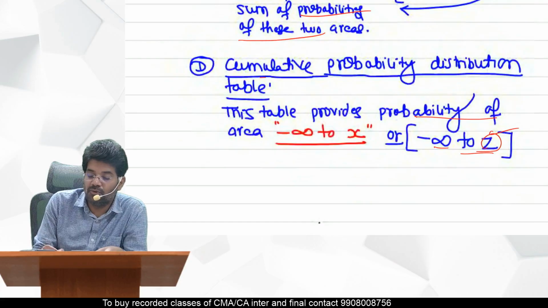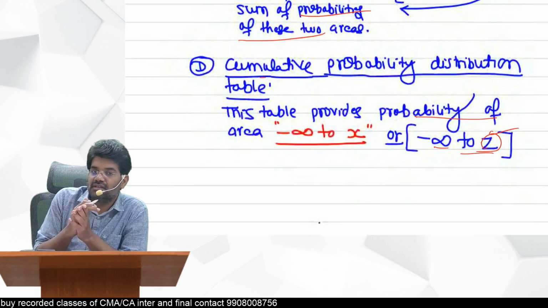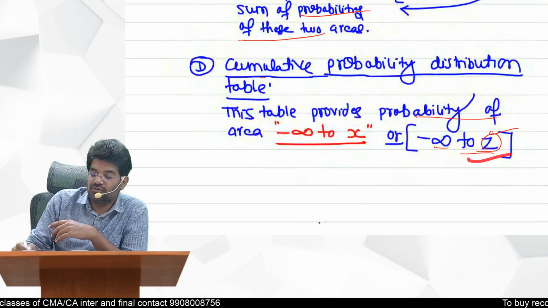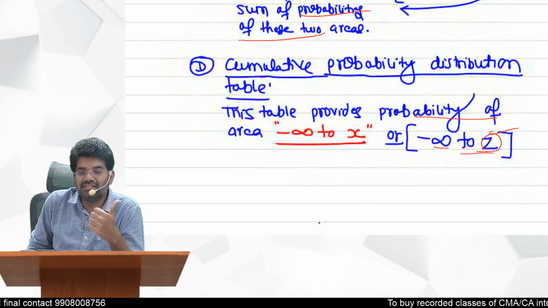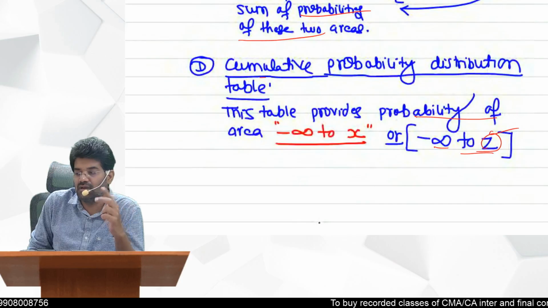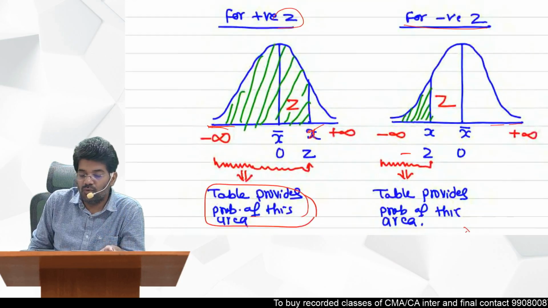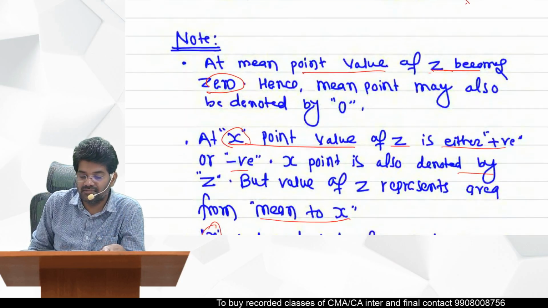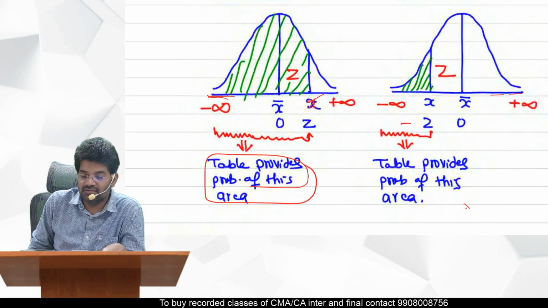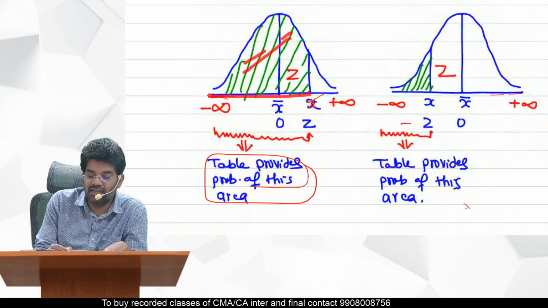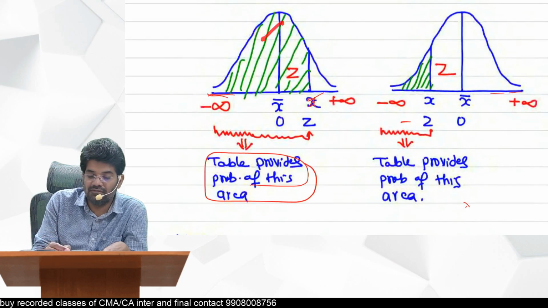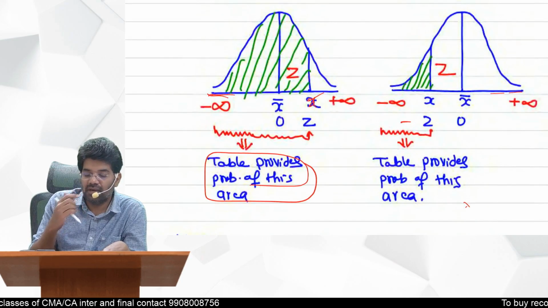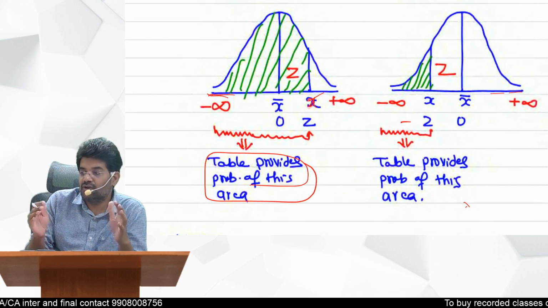If it is a cumulative probability distribution table, then it will give you from minus infinity to the X value, or minus infinity to Z if it is a Z score. This is cumulative. Generally they will give you either a cumulative distribution table or a standard normal distribution table. Remember these two. Now what adjustment should you do here? This is cumulative, so from here to here they will give you the value. This table will provide the probability of this area, minus infinity to X, they are going to give the Z value here.